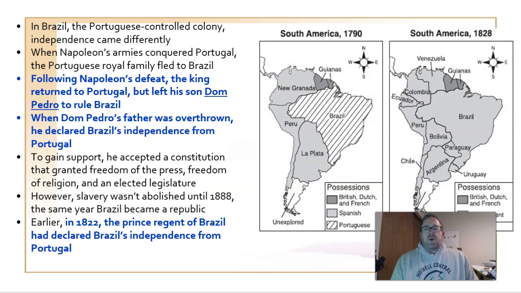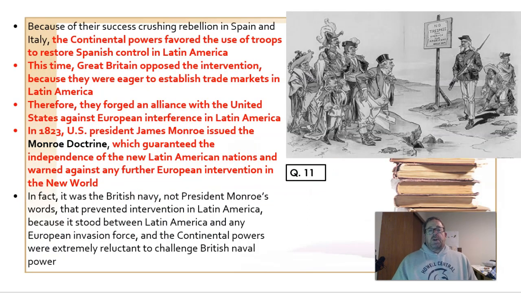Okay, so these two maps show the liberation of South America, in 1790, and then in 1820 when it's mostly been completed. What should have happened and what could have happened is the continental powers, the Council of Europe, could have acted. They could have responded by saying, hey, there's unrest here. We need to use the principle of intervention to go back in there and reestablish the rightful rulers.